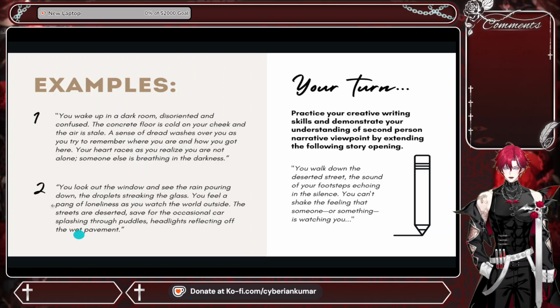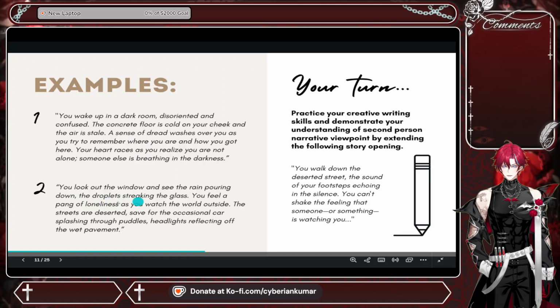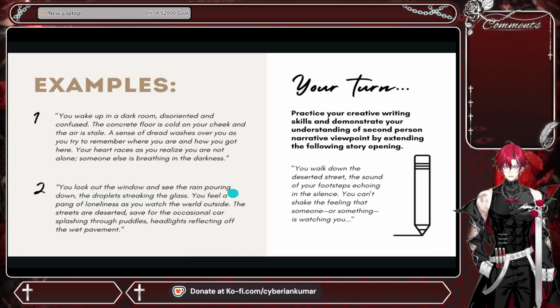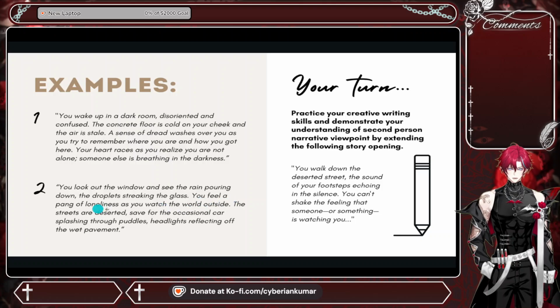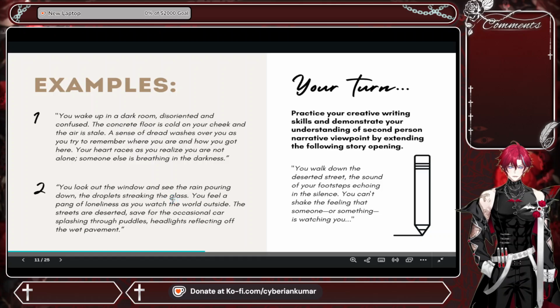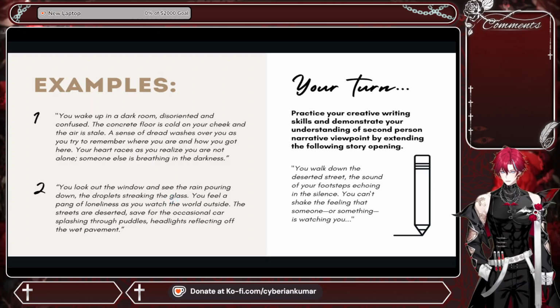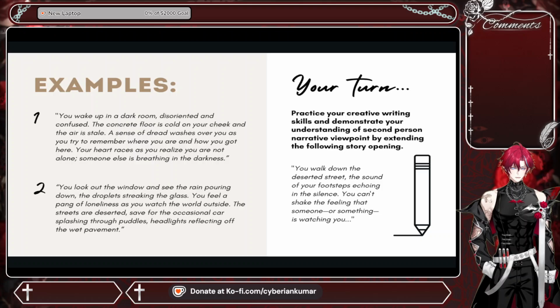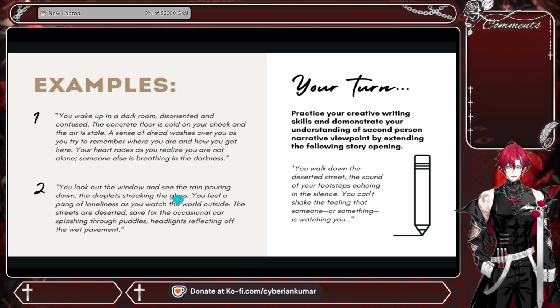That happens here. And then the second example: you look into the window and see the rain pouring down, droplets streaking the glass. You feel a pang of loneliness as you watch the world outside. The streets are deserted, save for the occasional car splashing through the puddles, headlights reflecting off the wet pavement. So this is also not actually telling the reader what they should feel. You are just describing what is happening around him or her, around the player. You just describe that, right?